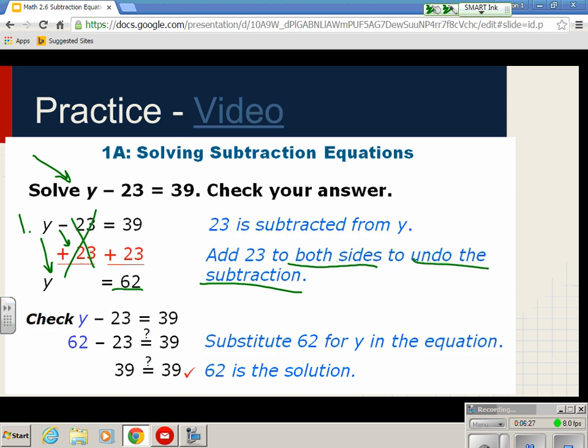Now remember, how can we check our work? All you have to do is put what we found y to be, which is 62, in for y, and take 23 away from 62. As we can see, the two balance, and because they balance, 39 is equal to 39, 62 is the correct answer. So copy this down if you haven't, and then join me when you're ready.